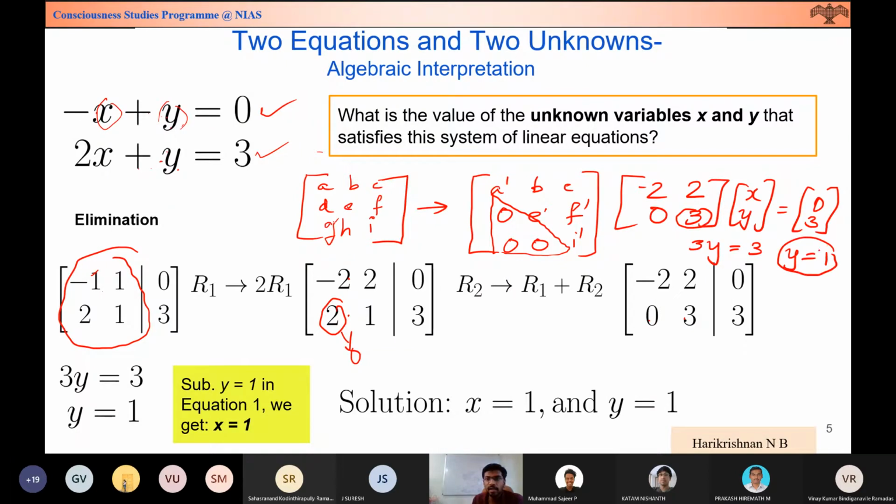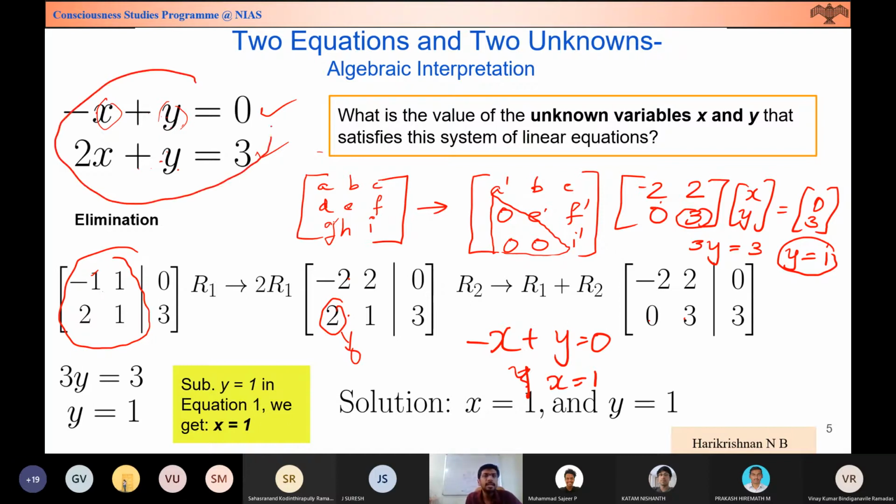If I get y equal to 1, I can substitute back in equation number 1. Equation number 1 is nothing but minus x plus y equal to 0. So if I substitute y equal to 1, I will get x equal to 1. So x equal to 1 and y equal to 1 is a solution to this system of linear equations. Now, this is the common way we have learned in our 12th standard and engineering first year. But there is a beauty to it when we see the geometry of it. So let's try and understand that.